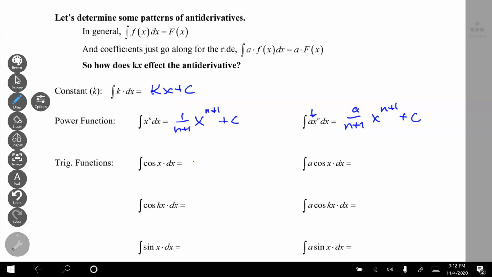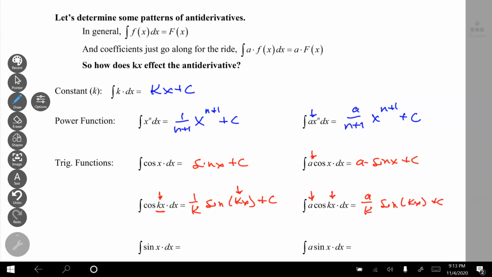Antiderivative of cosine is sine of x plus c. If there's an a in front, it's just a times sine of x plus c. What if there's a k in front of that x with that argument? Well, I know it still has to be sine of kx plus c, but this k is causing a 1 over k to be in front. And if we have an a and a k, it's a over k sine of kx plus c.